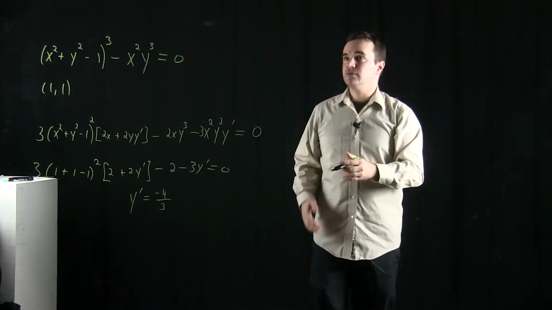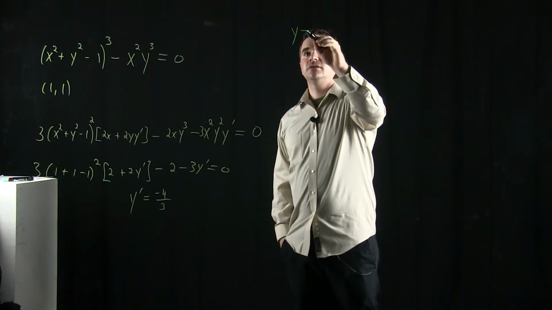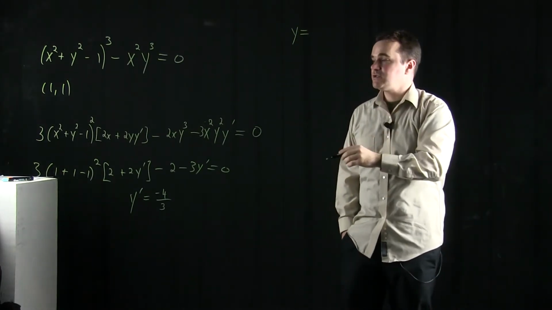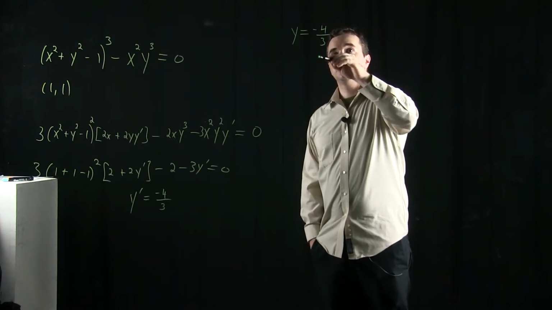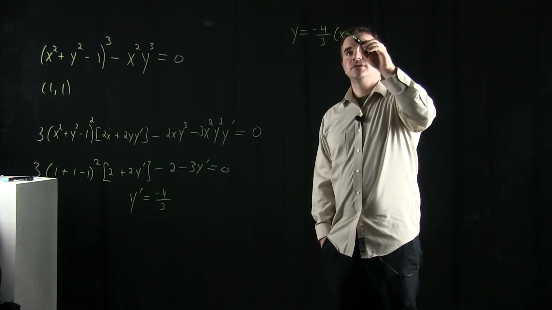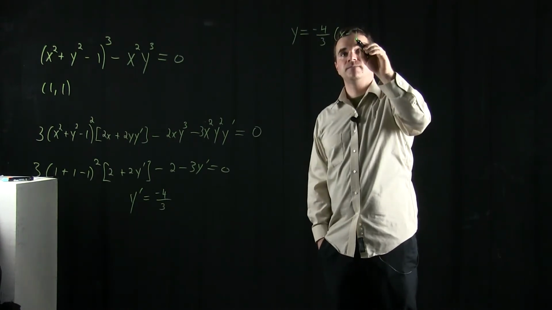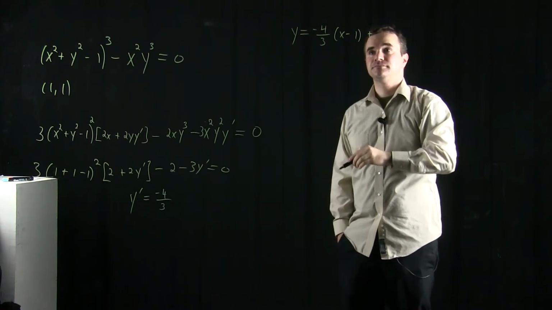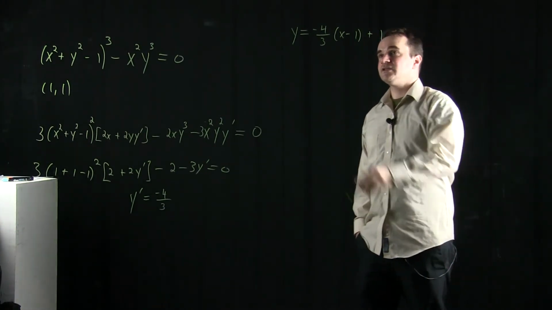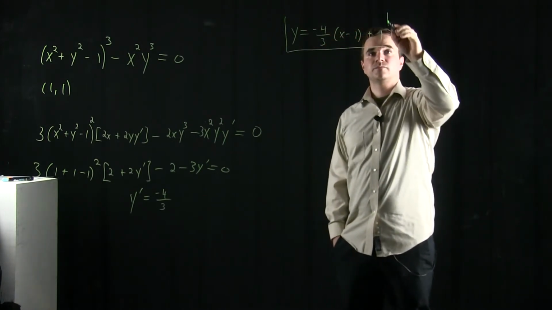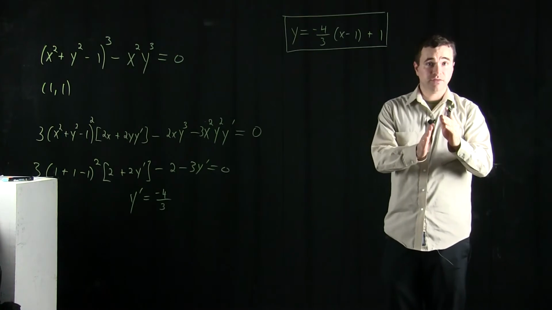You put those together to get the formula for the tangent line. Remember that the point-slope formula tells you that you've got the slope times (x minus your x-coordinate, that's 1), plus your y-coordinate. And so this is the formula for the line tangent to the heart at the point (1, 1).